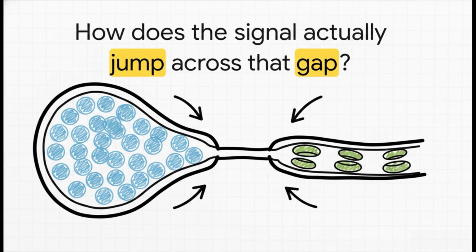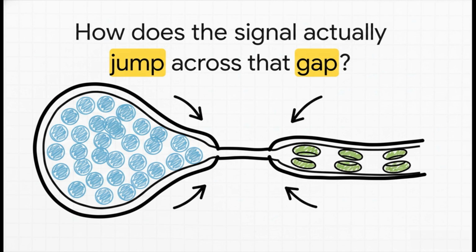So how does that signal make the jump? Well, this is where it gets really cool. Let's see it in action. Okay, so first, an electrical signal called an action potential comes speeding down the axon. When it reaches the end, that jolt of electricity pops open these special calcium channels. Calcium ions then rush into the cell. This flood of calcium is the trigger that tells all those synaptic vesicles to move to the edge and release their contents. And those contents are chemical messengers called neurotransmitters.